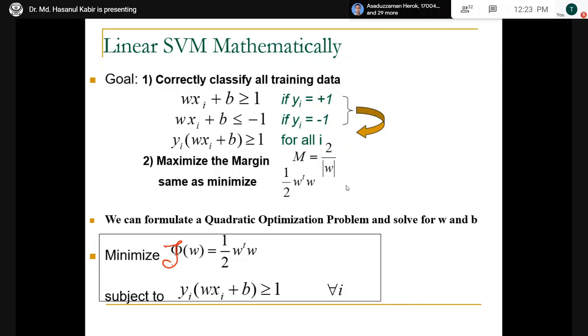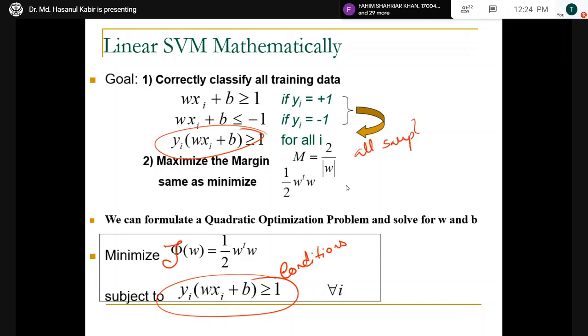So I have to minimize this function, the criteria function j, but at the same time I have to fulfill these conditions. The question is, how many conditions do we have? Since we have n number of samples, this should be true for how many samples? For all samples. If I give you n number of samples, then how many conditions do we have? N number of conditions. And how does it look?